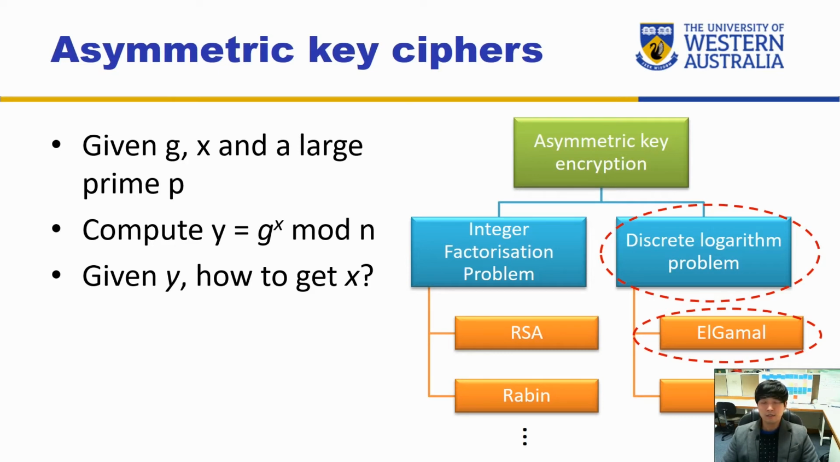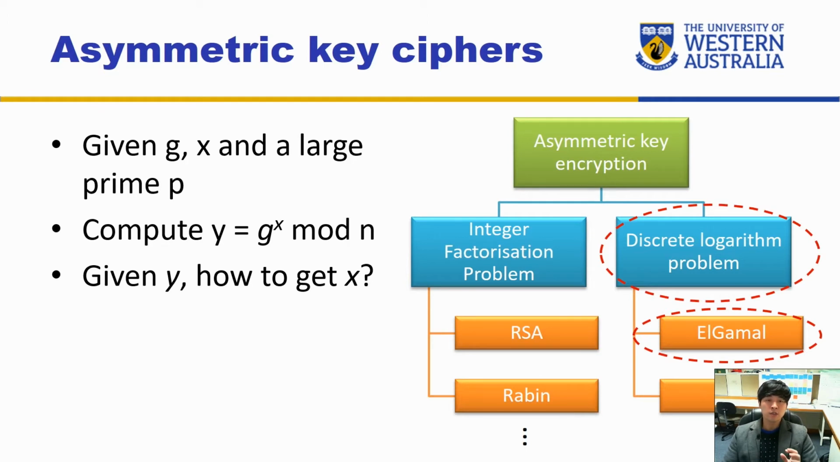Once you compute those values, y and g to the power of x, if you're given y, how do you get the value x? In normal mathematical formulas, you would take the logarithm of both sides. But the question is, how can we calculate that?